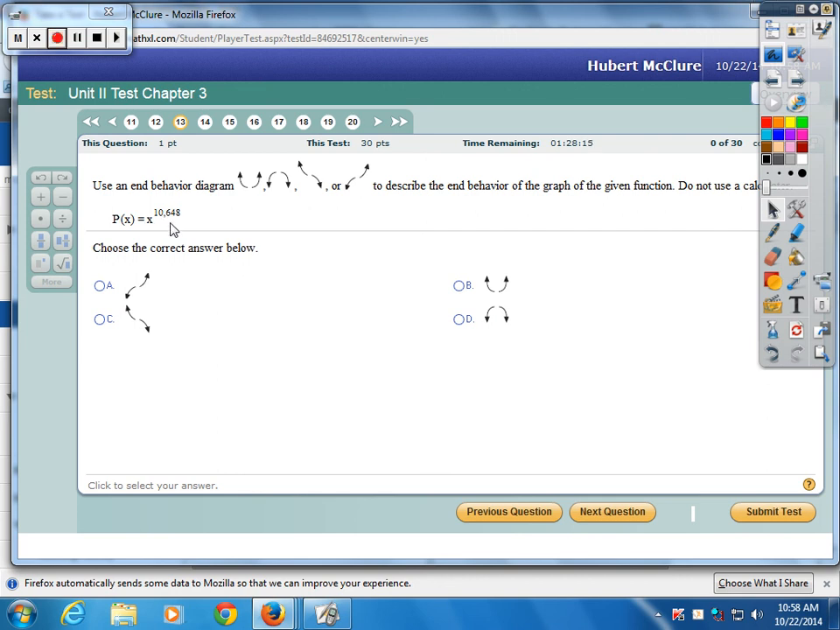Ending behavior. This is x to the 10,648. Which way is it? Is it parabolic or is it an S? Which one is it? Parabolic. Is it positive or negative? Positive, so it'd be B.